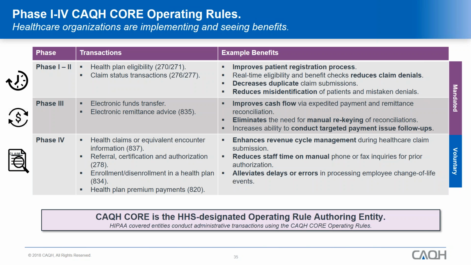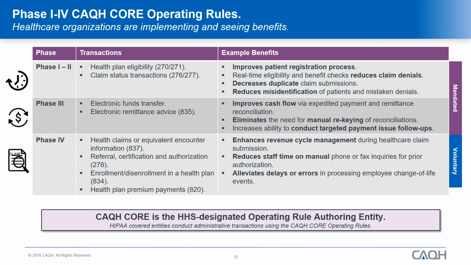CORE, as I mentioned, has some rules which are not mandated. The first 3 rules are mandated. The 4th rule is not, but we think that these are rules that are really beneficial to the industry. So these are around health claims, referrals, enrollment, and premium payments. And again, this is improving the revenue cycle space and improving the efficiencies in the revenue cycle space when dealing with claim submissions.